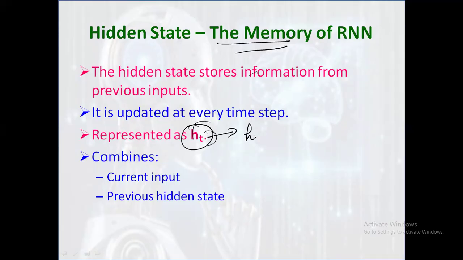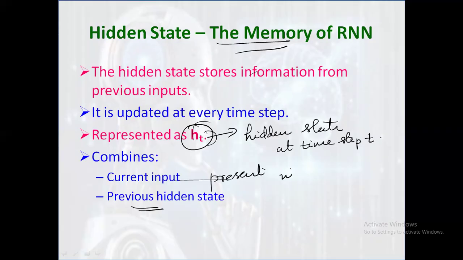The notation h_t means the hidden state at time step t. What is the time step we have taken? Time step t. It combines the current input and the past, that means previous data. It merges the present input with the past memory.